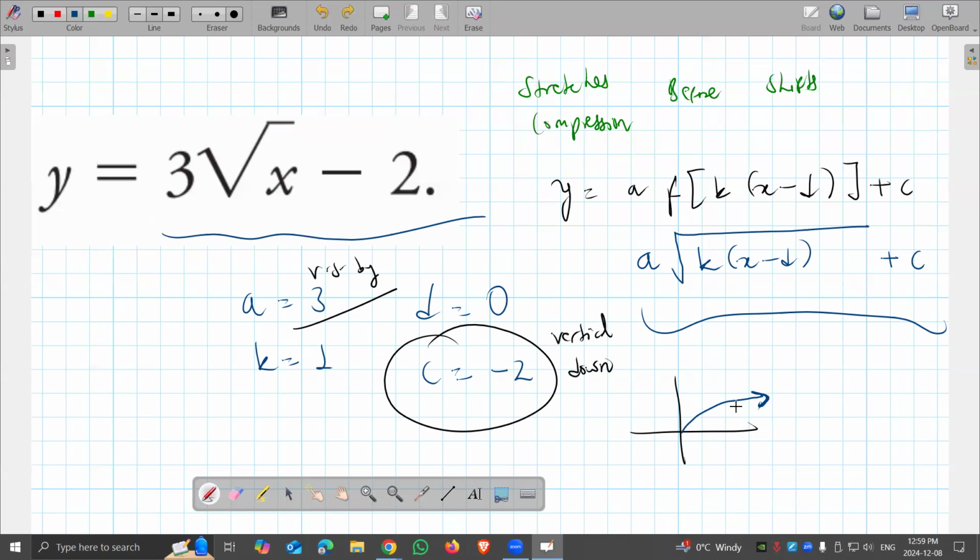So this is our parent function. What we do is we stretch this by a factor of 3. Remember what that means? Your x values stay exactly the same. Your y values get multiplied by 3, like that. And then you have to shift this entire thing 2 units down. So just bring it 2 units down. And there you go. The one in green is going to be your final answer for this question. So not terribly difficult.